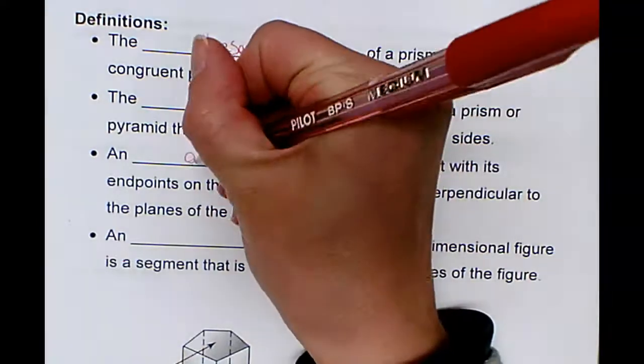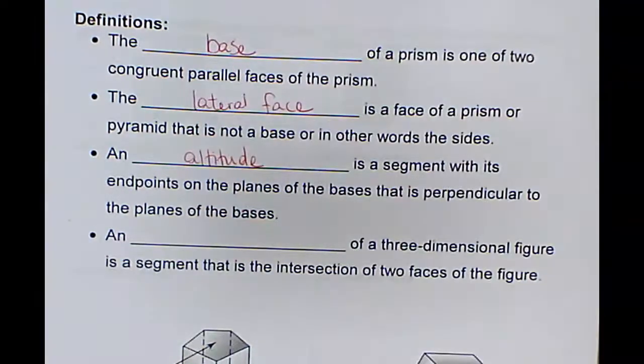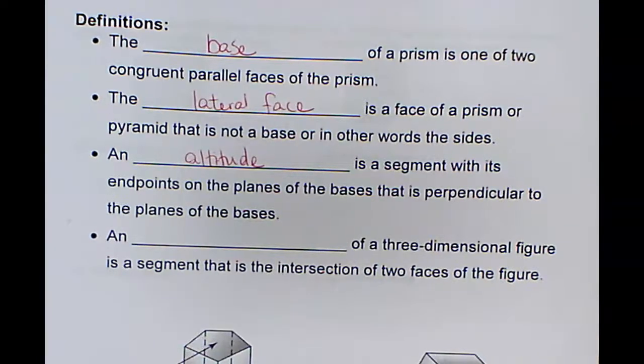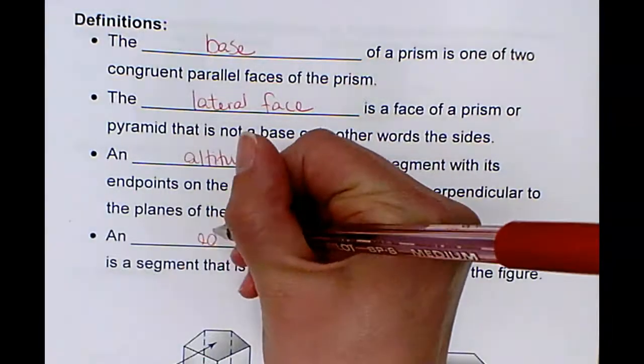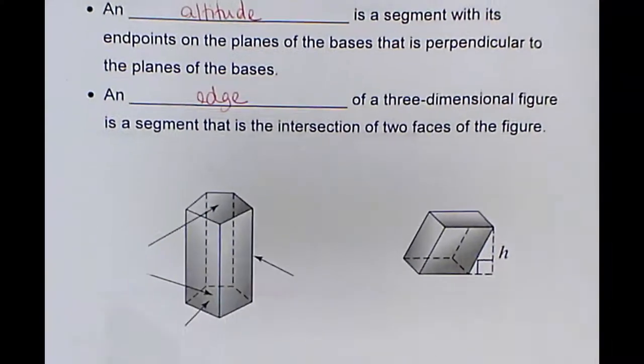An altitude is a segment with its endpoints on the planes of the bases and is perpendicular to the planes of the bases. And then finally, an edge is exactly what it sounds like. An edge of the three-dimensional figure is a segment that is the intersection of two faces of the figure. So it's where those two pieces kind of meet.